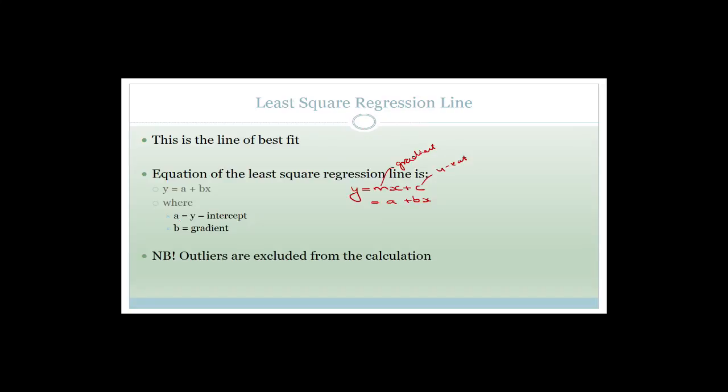Please note that outliers are always excluded from the calculations. The most important thing is you have to make sure that your outliers are excluded. So let's look at calculating the least squares regression line manually. The way you would do this is you would calculate the average x value and the average y value using this formula. So you'd go all the x values, add them up, and divide by the number of x values. Then you would take the y values, add them up, and divide by the number of y values to get the average.